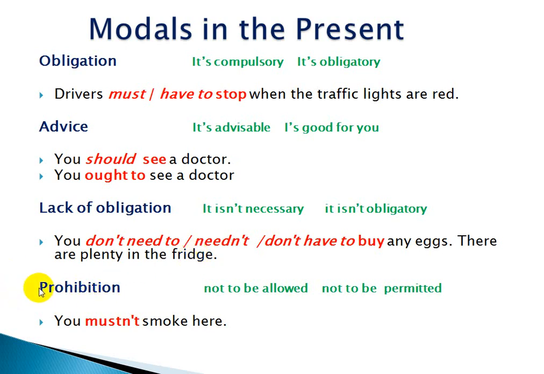Another idea is prohibition. Prohibition means that you are not allowed to do something, or you are not permitted to do something, and it can be expressed by using mustn't. Example: you mustn't smoke here. It's forbidden to smoke here. You don't have the right, or you are not permitted to smoke here. Mustn't.